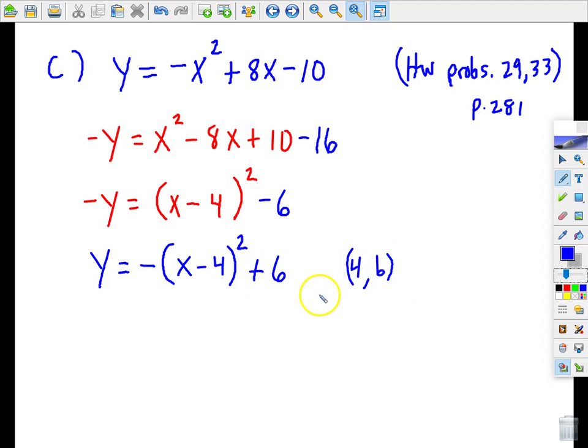Okay, so that is all we're going to cover in section 5.7, the topic of changing standard form quadratic equations into vertex form.